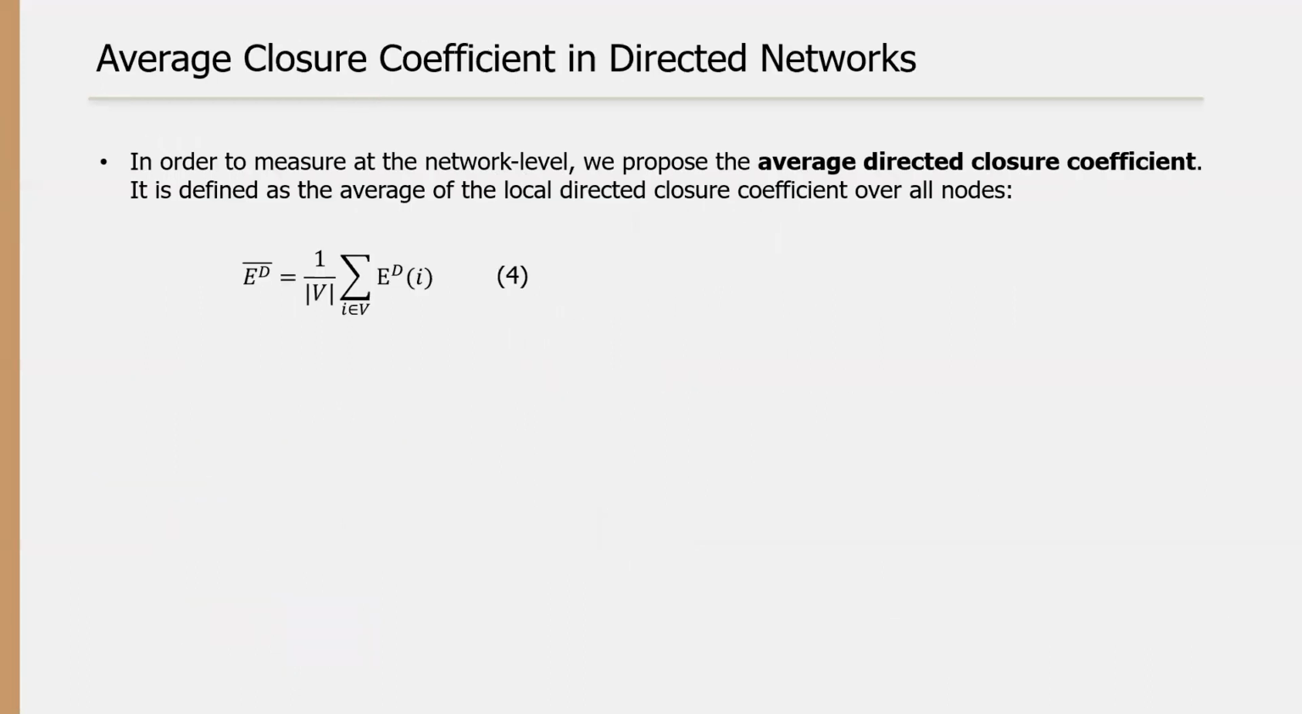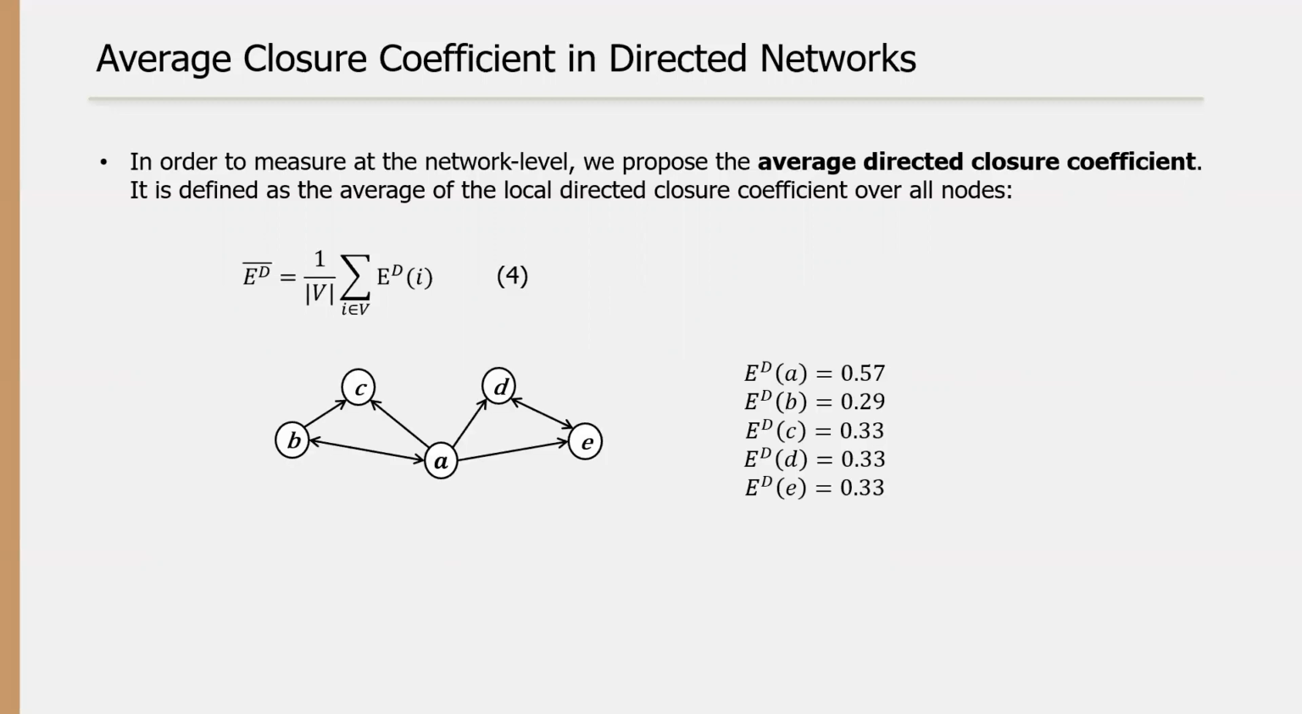In order to measure at the network level, we then propose the average directed closure coefficient. So this is the average of the directed closure coefficient over all nodes. We also have an example here.